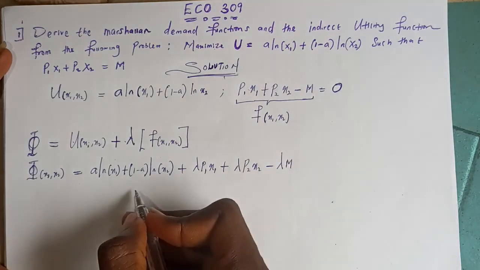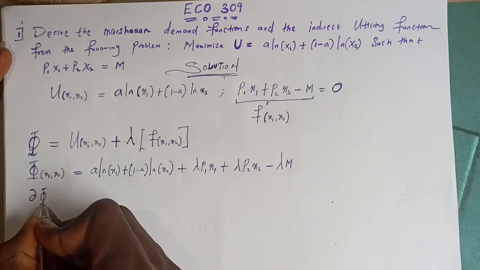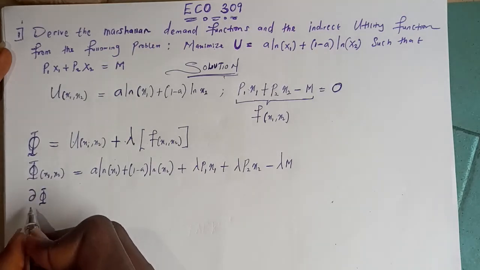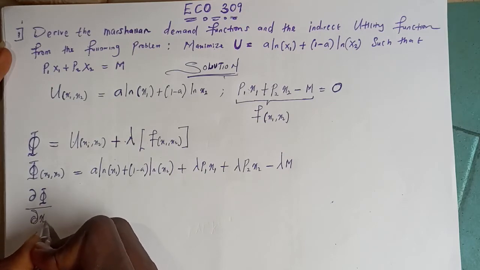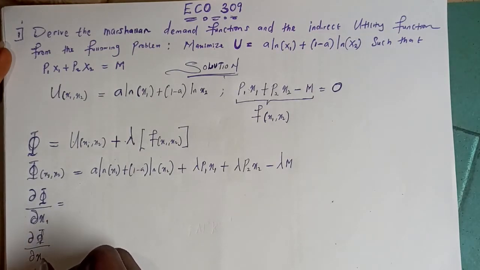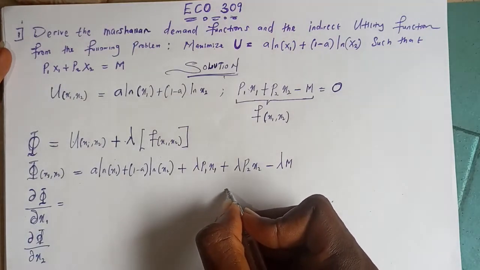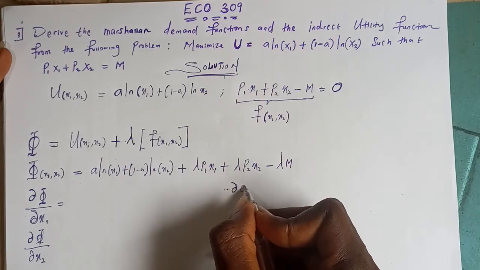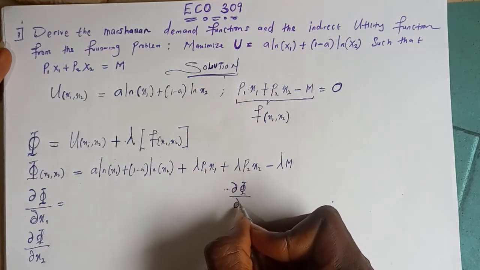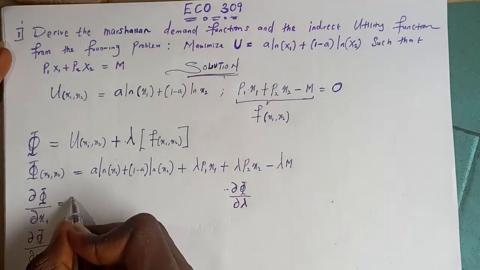So then after this, all we have to do now is to differentiate the phi function partially with respect to x1, and at the same time differentiate this phi function with respect to x2, and then finally we need to also differentiate the phi function partially with respect to lambda itself. But mind you, after differentiating it partially, you have to set it to be equal to 0.